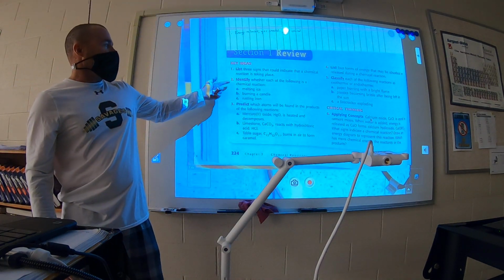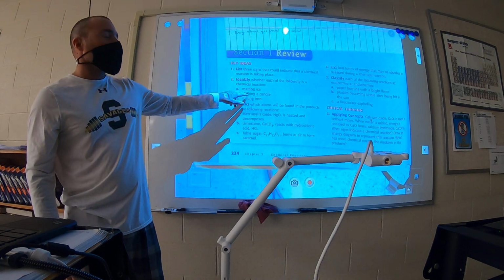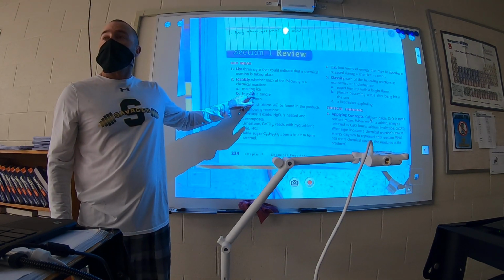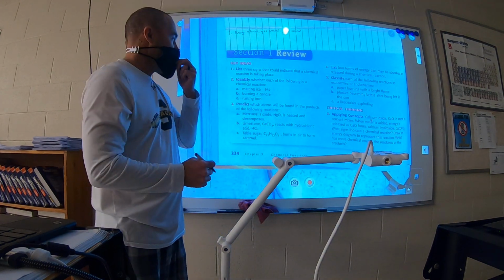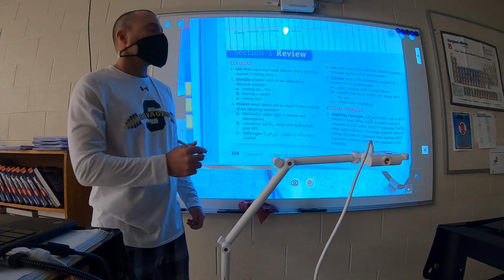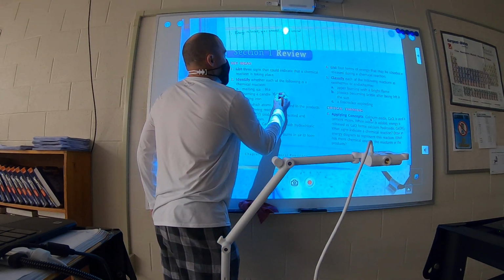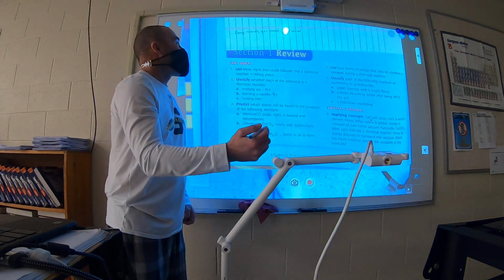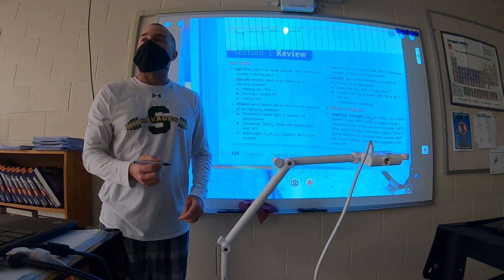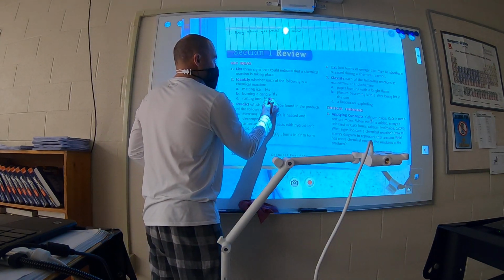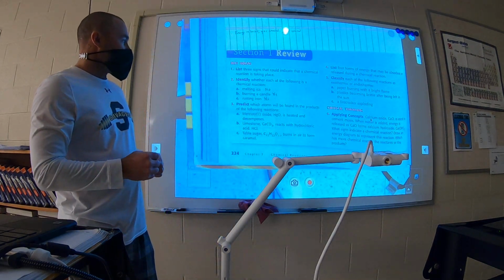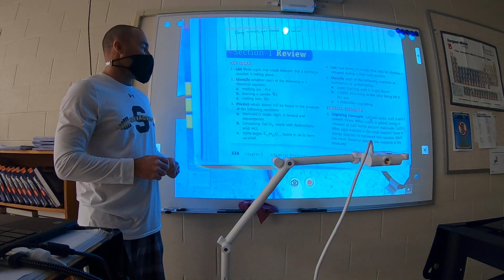Number 2, identify whether each of the following is a chemical reaction. So is melting ice a chemical reaction? No, because it's still water, right? What about burning a candle? Yes, we know that because there's energy being released, plus there's gas created, you can smell it, right? Rusting iron, yes.